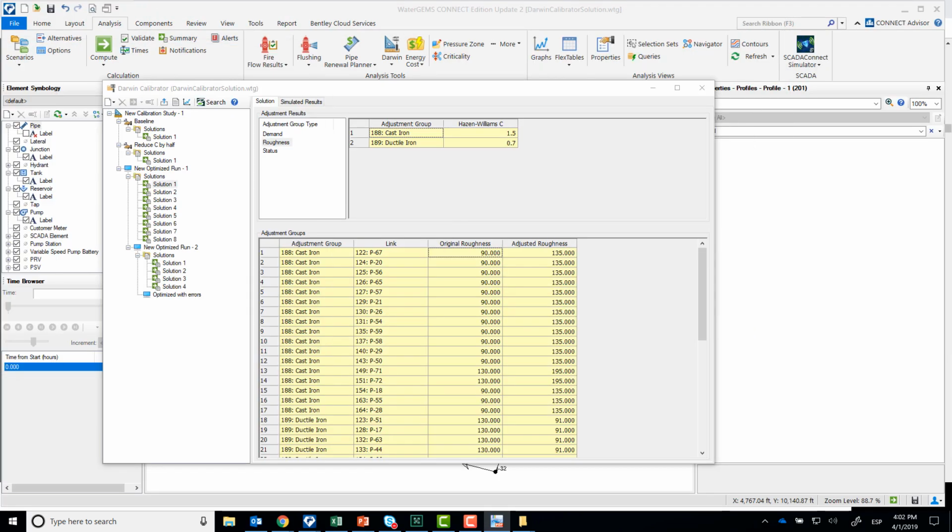Now remember that, what do you guys think of that solution? Cast iron, roughness coefficient of 130. So like PVC.